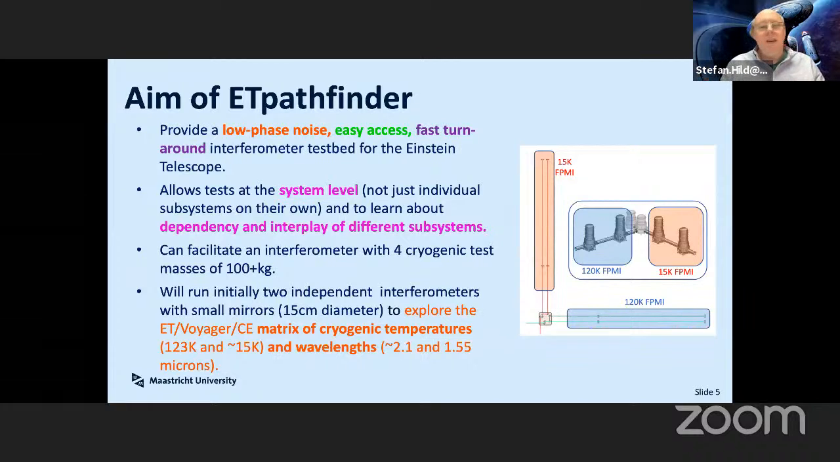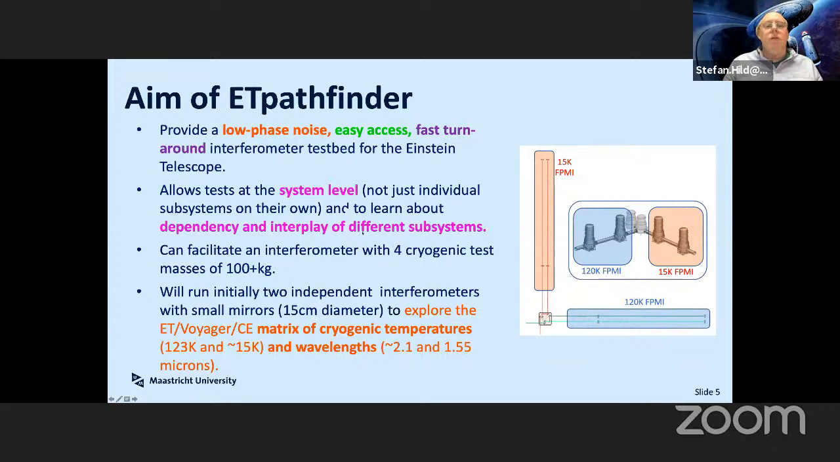So for sure, any new fancy coating will be tested first in a small coating measurement setup. You might have cooling things you test on dummy mirrors and so on, but then you don't know how quiet your system really is. So I think you have to put it into a full interferometer to really understand what you get out there, but also to really learn about the dependencies and the interplay of these different subsystems. And that's what we want to do.